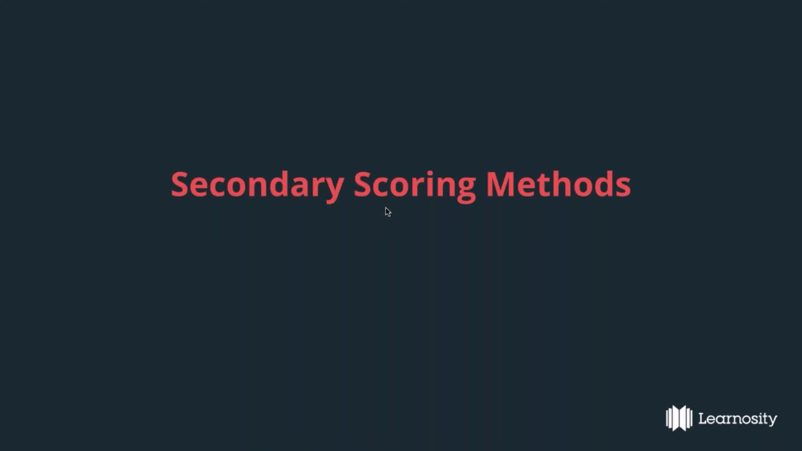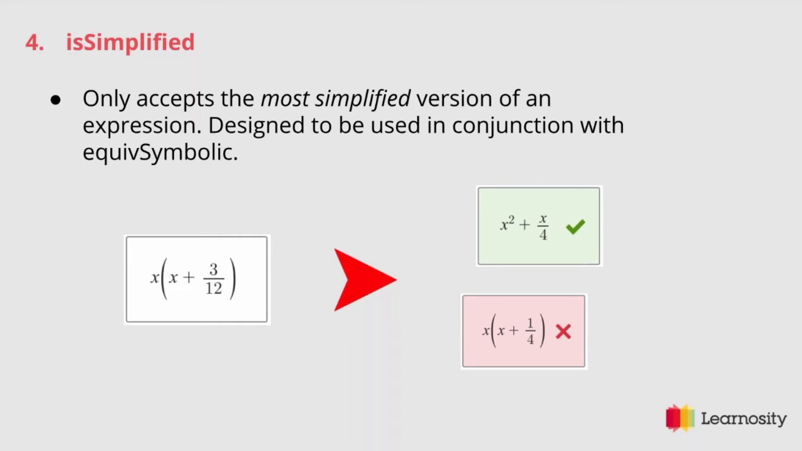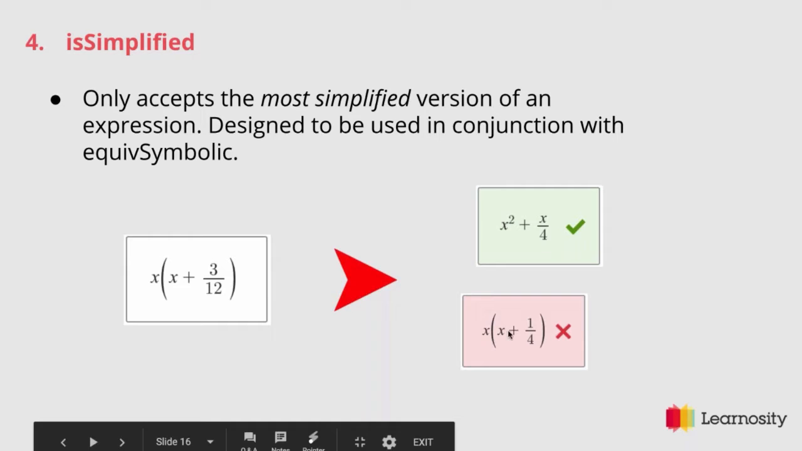So first of all, we have isSimplified. This will accept the most simplified version of an expression, and you'd use this with equivSymbolic. You'll notice with these secondary methods that they're useful for tightening up a really open-ended scoring method like equivSymbolic. equivSymbolic is so open-ended, isSimplified or another secondary method really helps to tighten up the answer. So for example, here we have x times x plus 3 over 12. It'll accept x squared plus x over 4. It will not accept x times x plus a quarter, even though that is correct, mathematically equivalent. It's not the most simplified version.